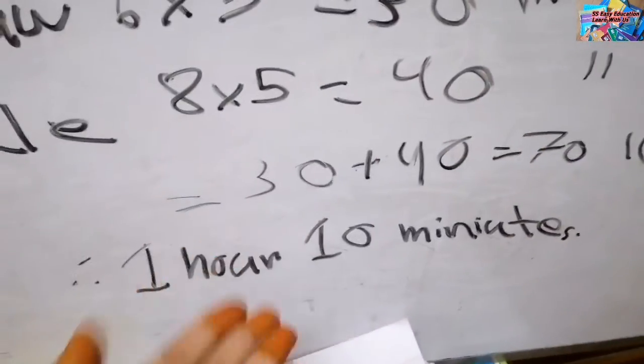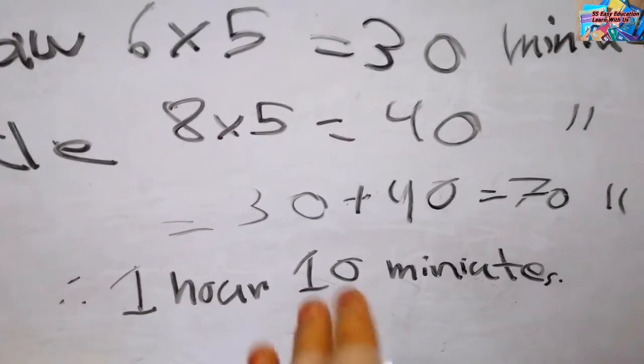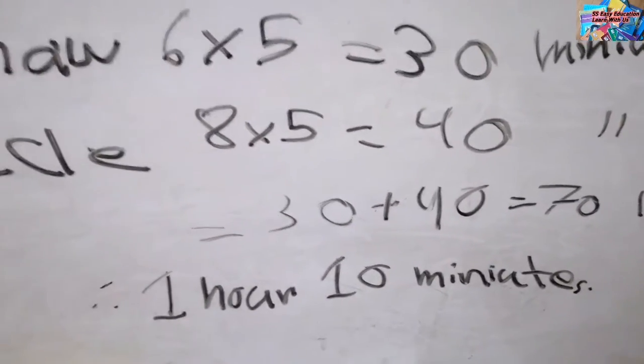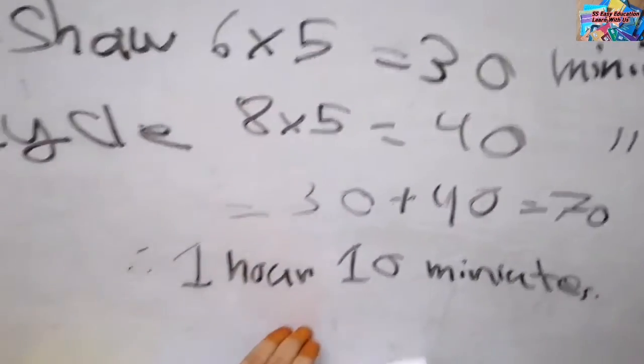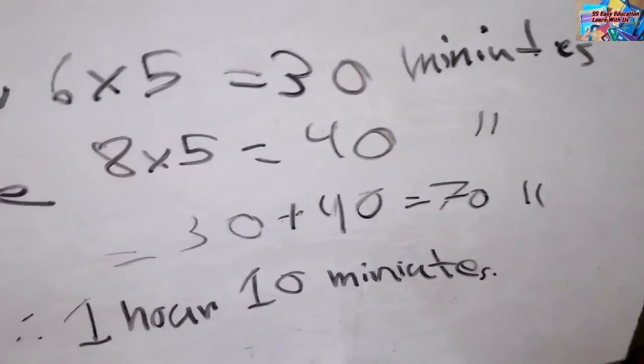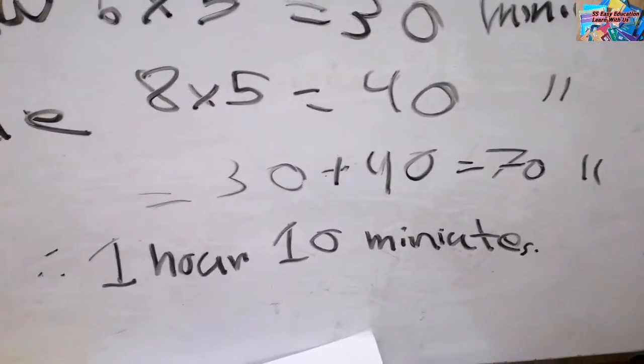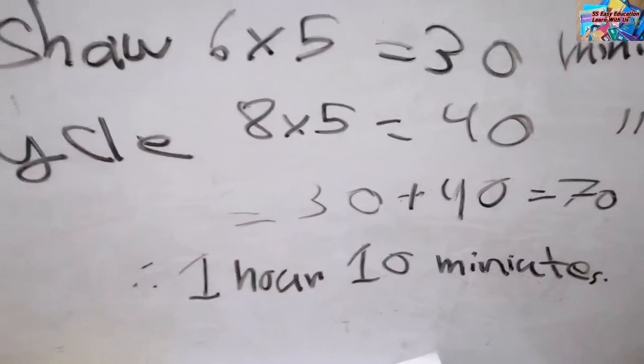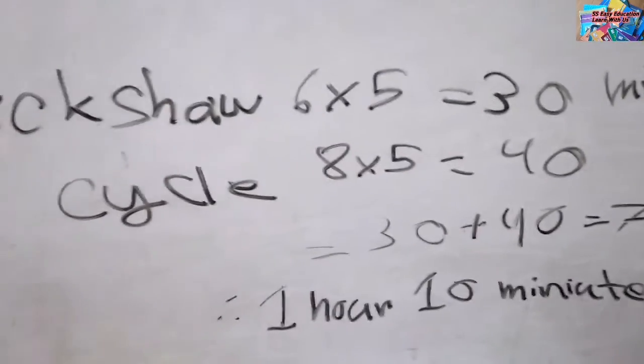So the final answer is 1 hour and 10 minutes. Why? Because we know 60 minutes equals 1 hour. So the answer is 1 hour and 10 minutes. I hope it's clear to you now.